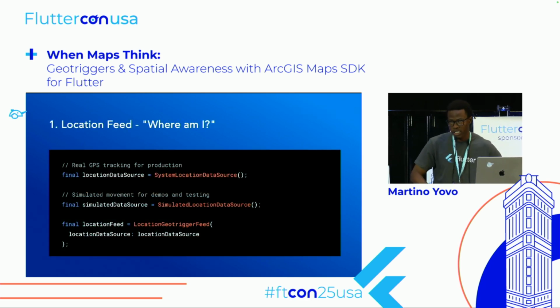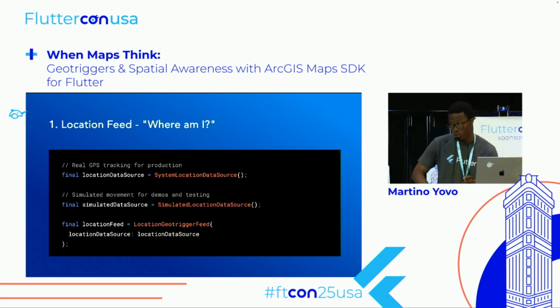First, we need a location feed. The location feed tells the user where he is. For that, we will need a system location data source or a simulated location data source. These are data sources that will be used to get the current location of the user. For production applications, you definitely need the system location data source. And for demos like this, we can use the simulated location data source. That's what we're going to use.